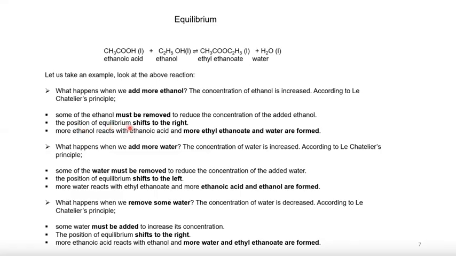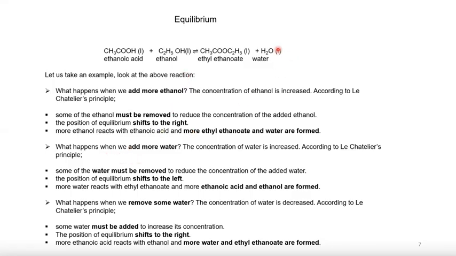And in that case, the equilibrium shifts to the right, as I mentioned earlier. More ethanol reacts with ethanoic acid, and more ethyl ethanoate and water are formed. So, increasing the concentration of ethanol, one of the reactants, the position of equilibrium goes to the right, and more ethyl ethanoate and water are formed to restore the equilibrium again.